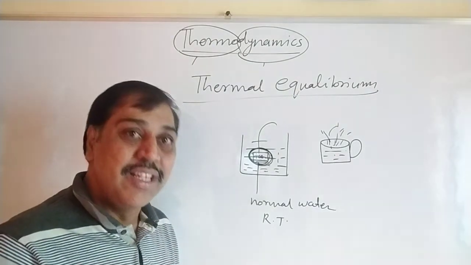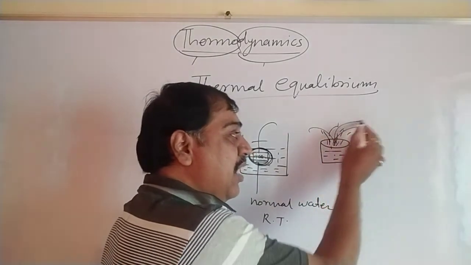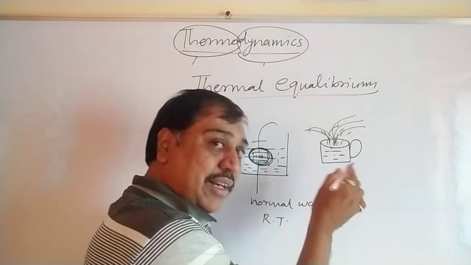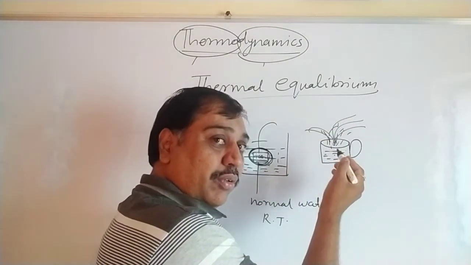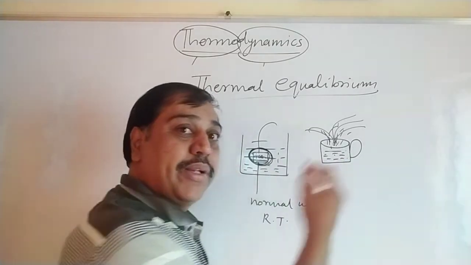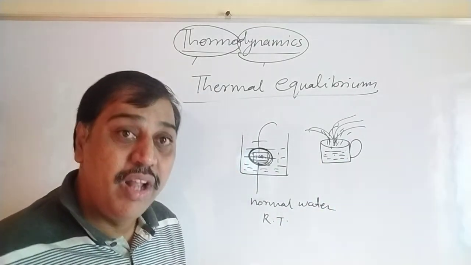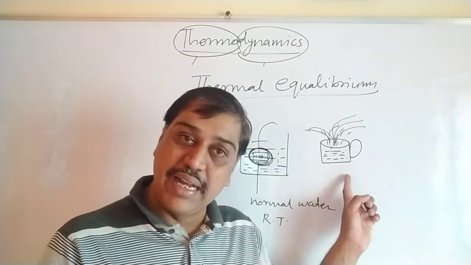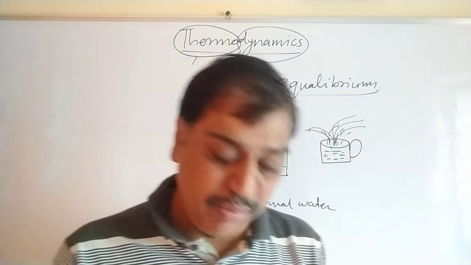What does it mean? Initially it is hot, so it emits heat to the surrounding, and the surrounding absorbs that heat. After some time, the temperature of the tea is similar to the room temperature or environmental temperature. What has occurred? Thermal equilibrium is attained, and this thermal equilibrium is explained by the zeroth law of thermodynamics.